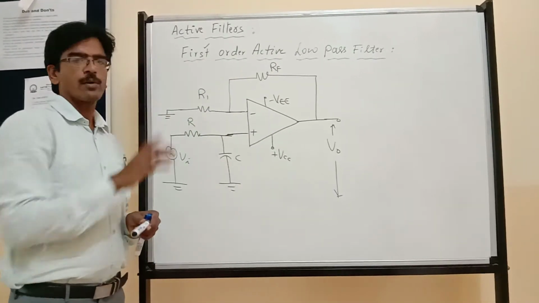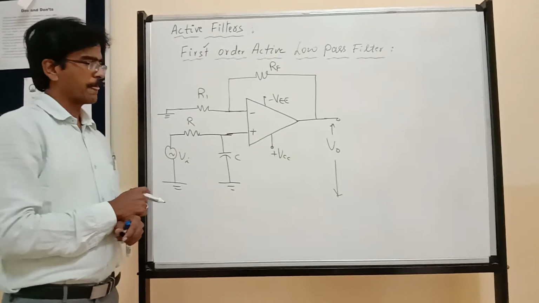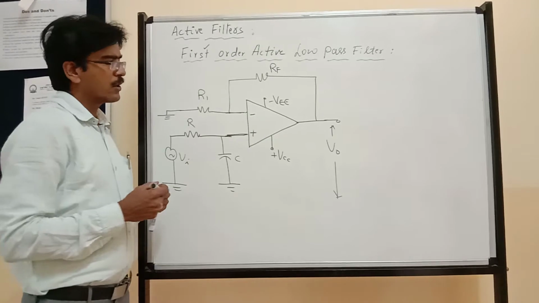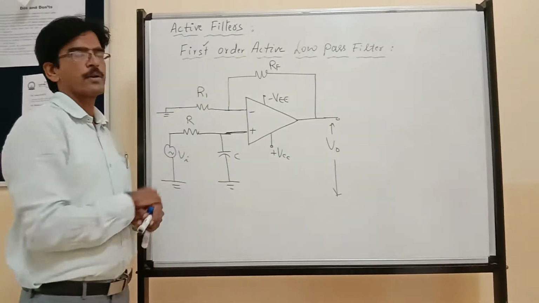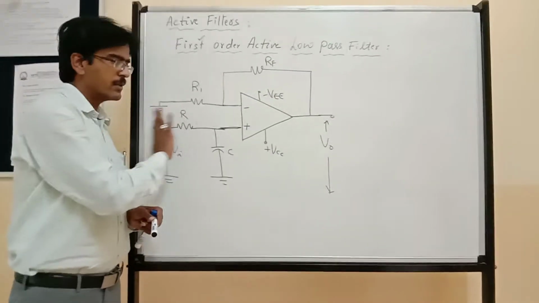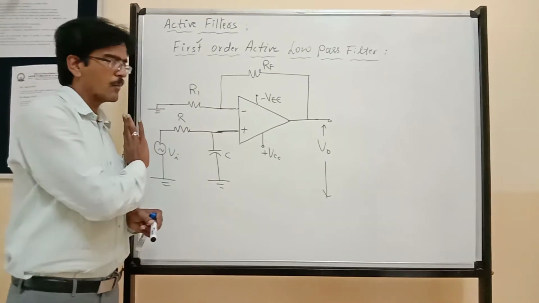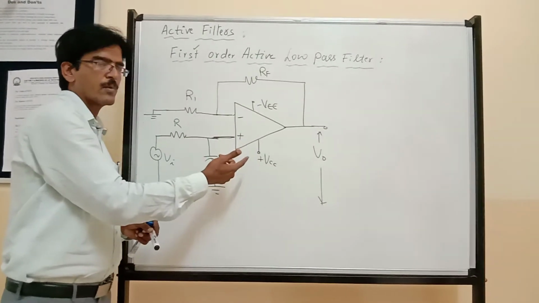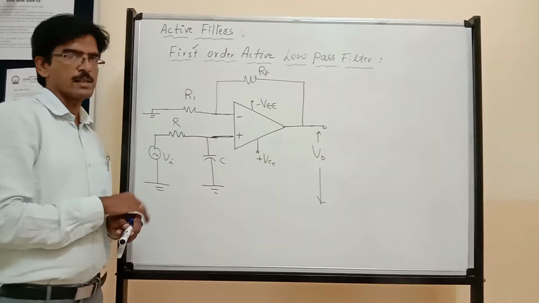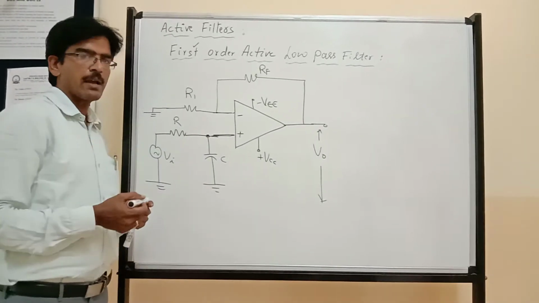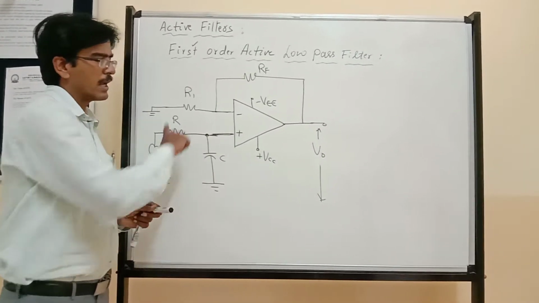I am going to conclude this statement. Now, my intention here is to prove that this circuit acts as a low pass filter. Means this circuit must allow only low frequency signals and it should reject all high frequency signals. For that, let us derive an equation for the gain of this circuit.